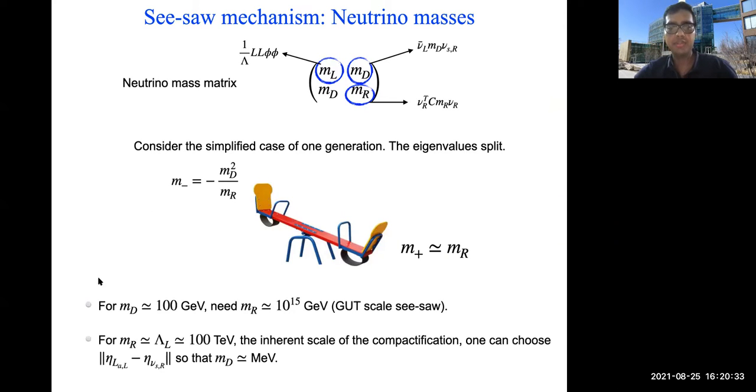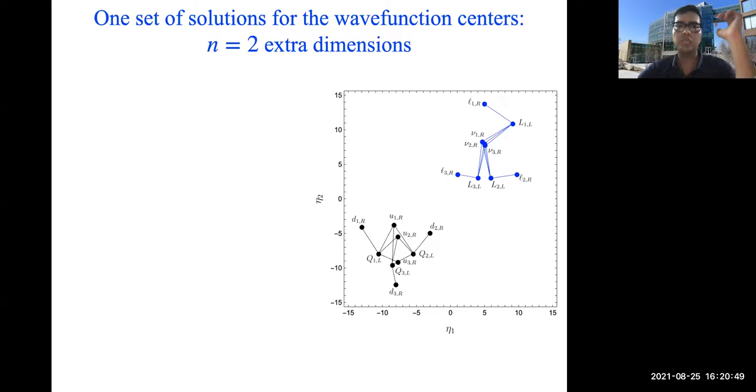So in other words, we can choose the distances of the left-handed doublet leptons from the sterile neutrinos so that we produce an MeV order Dirac neutrino mass term. And we would obtain the correct neutrino masses. So this is one set of solutions for the wave function centers for 2 extra dimensions. The blue are the lepton fields associated with the right-handed neutrinos, and the blacks are the quark fields.